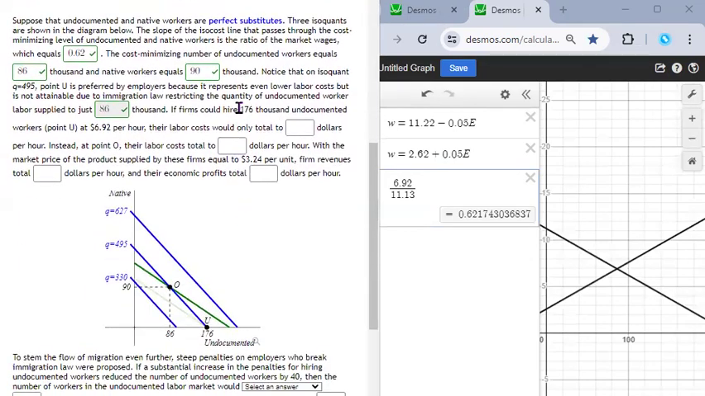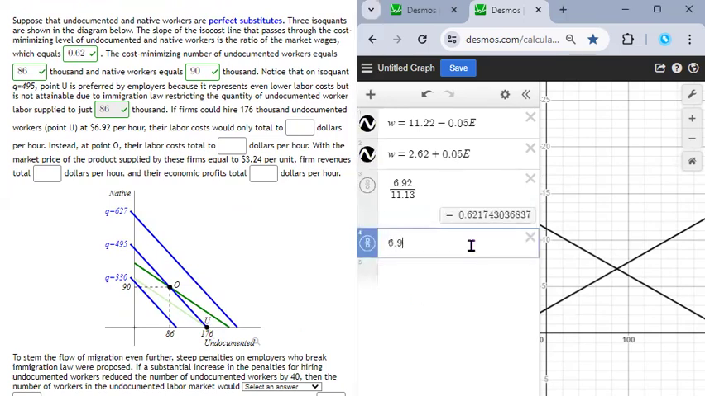If firms could hire 176,000 undocumented workers, point U, at $6.92 per hour to 176,000 undocumented workers, plus the wage rate paid to native-born workers times, at point U, 0 native-born workers hired. So labor costs would be $1,217.92 if firms could get to point U, but they can't.